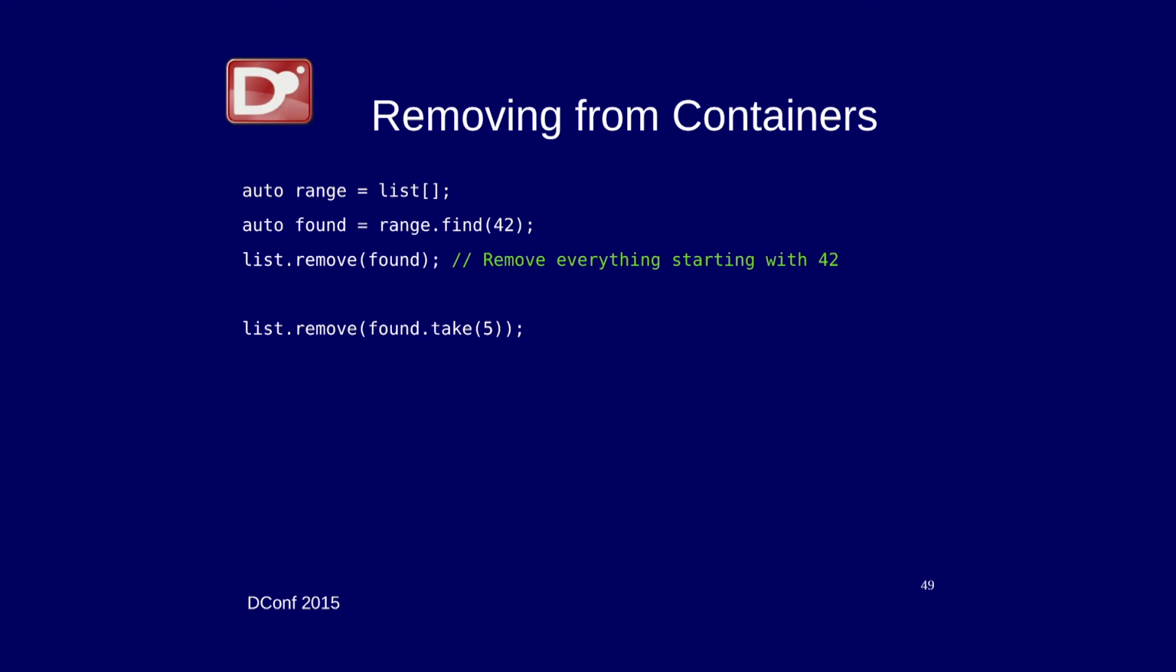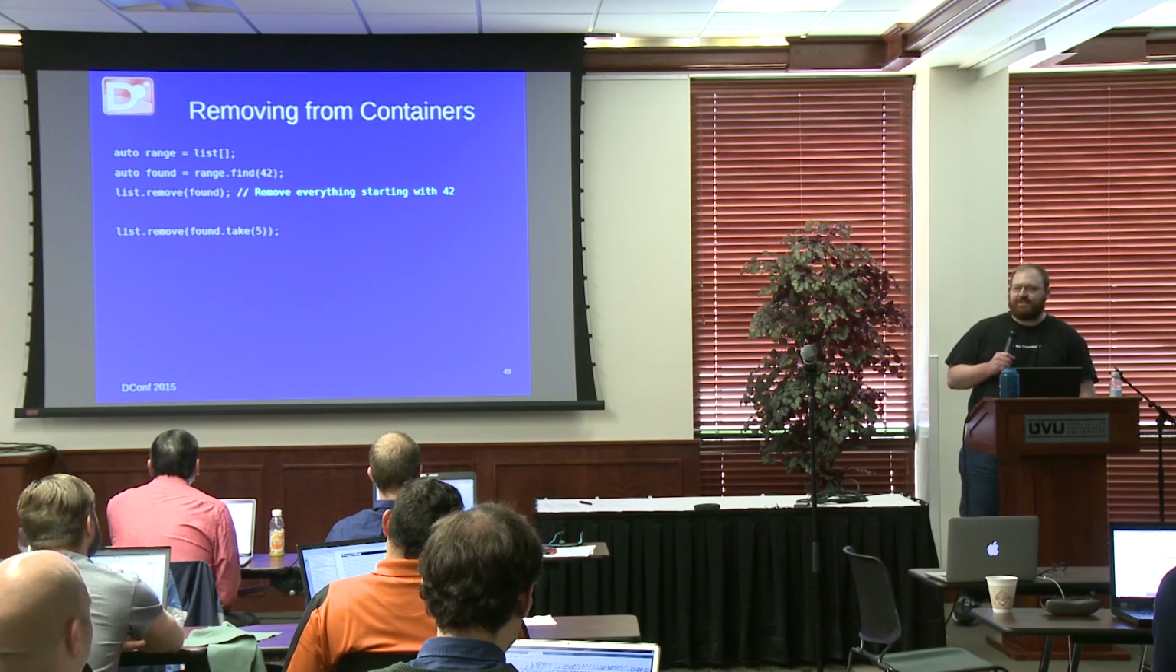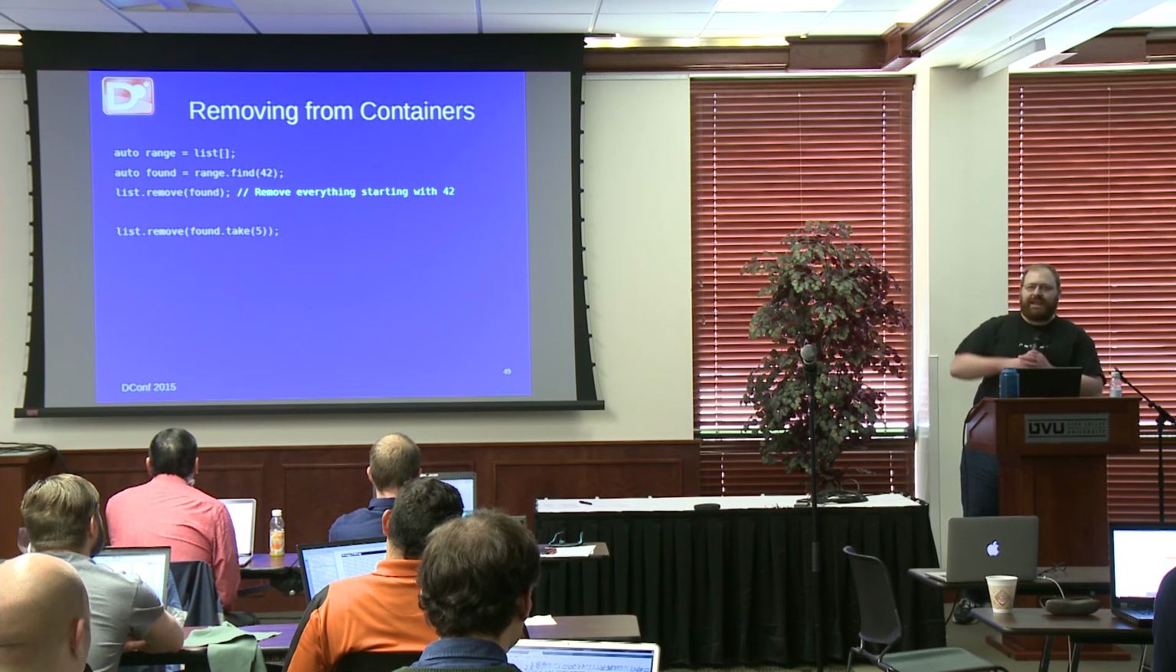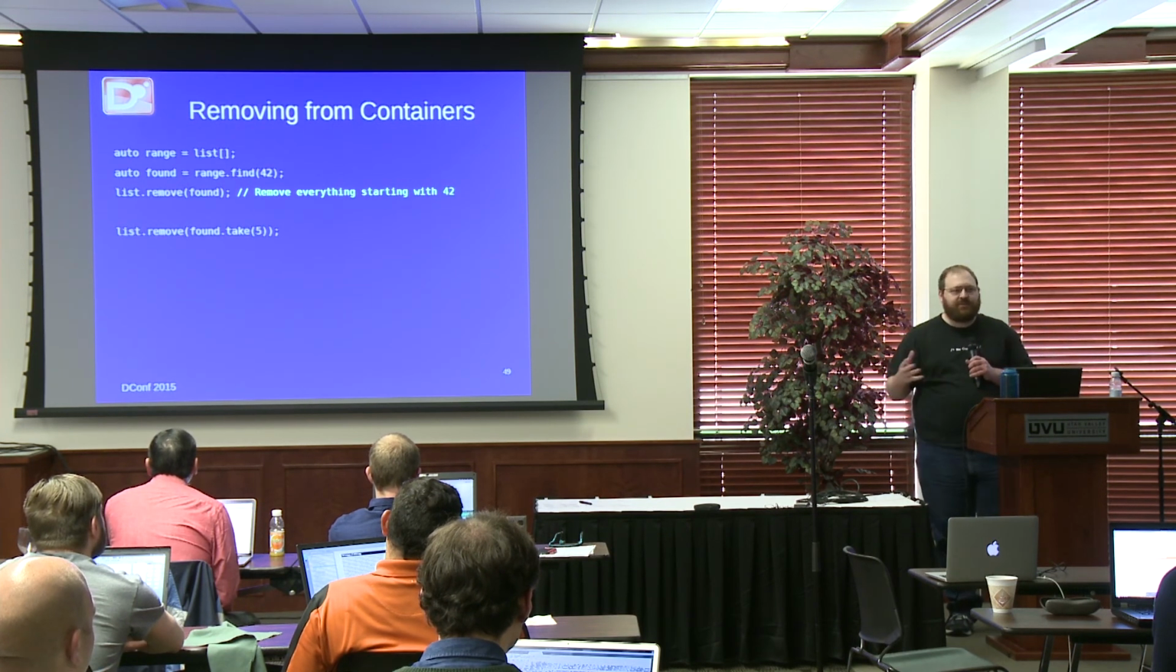Well, as shown in the first bit here, you looked for 42 inside of the range from that list. If you passed that range to remove in the list, not only did you remove 42, you removed every element after 42, which is not what you want. In some cases, you can slice the range to get what you want, like with the capital A array type, which is similar to vector in C++.